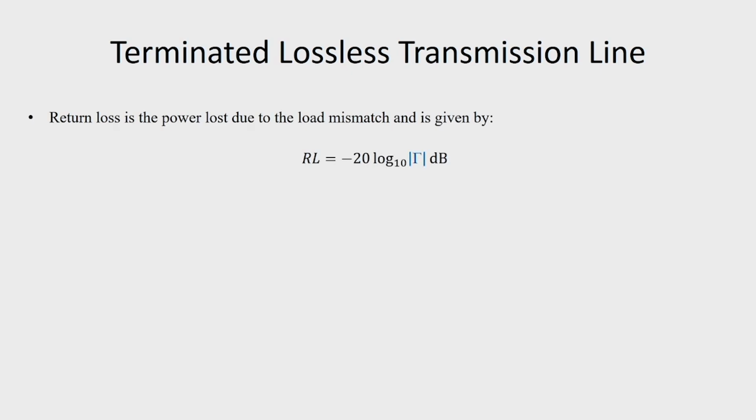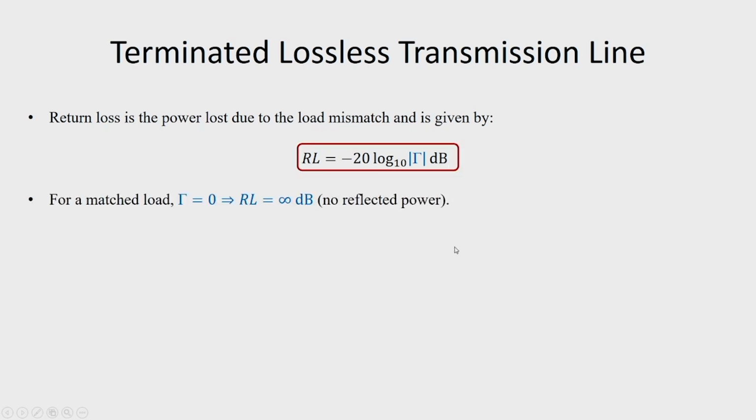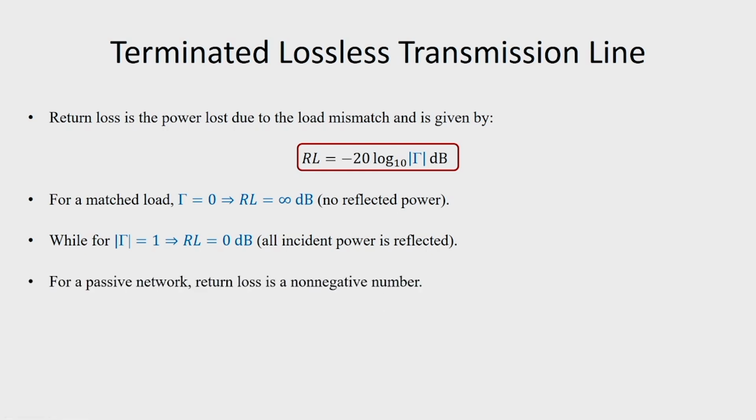Return loss is the power lost due to the load mismatch, and it is given by RL equal to minus 20 log 10 mod gamma dB. For a matched load, gamma is equal to 0 and RL is infinity, there is no reflected power. Similarly, when gamma is equal to 1, that means the entire power is reflected, return loss is 0 dB. For a passive network, the return loss is a non-negative number.